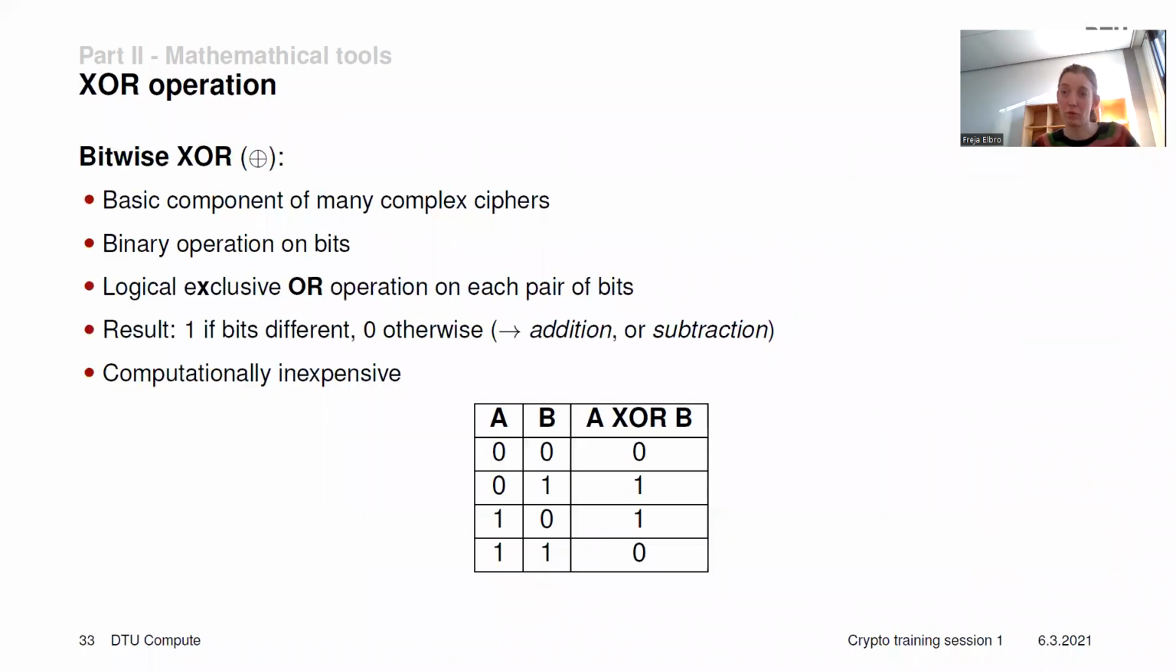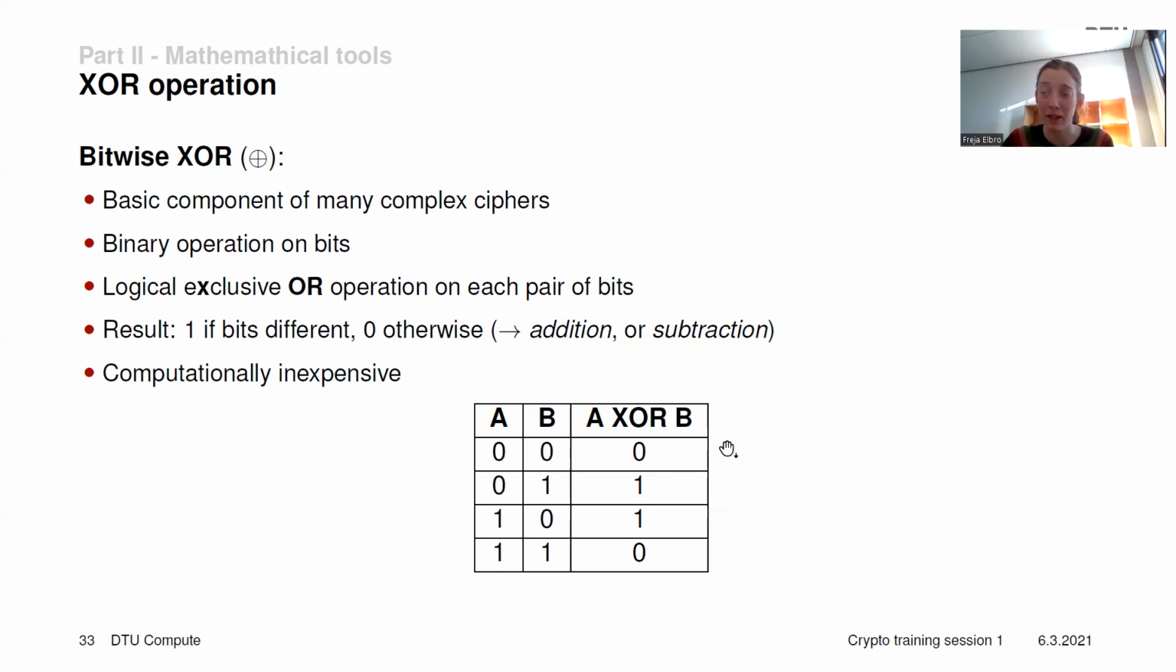Right. So moving on, I want to talk about the bitwise XOR function. That's a basic component of many complex ciphers. It's a binary operation on bits. It's the logical exclusive OR operation on each pair of bits. So the result is 1 if the bits are different and 0 otherwise. And it's often used in cryptography because it's computationally inexpensive. It's one of the reasons why it's often used.